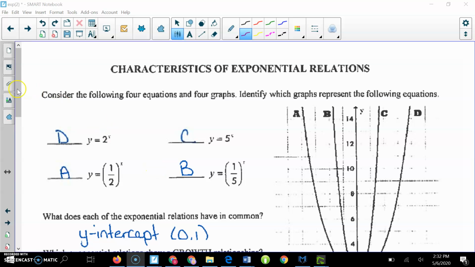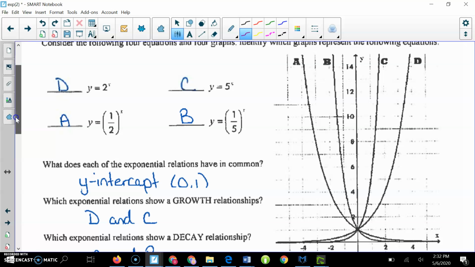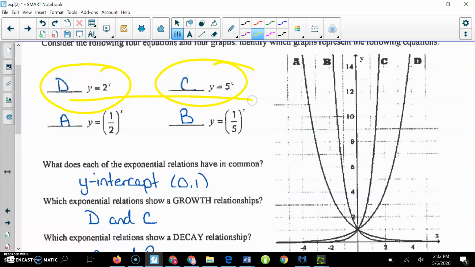All right, guys, a little more about exponential functions, a continuation of the last day. So that's a nice view here. 2 to the x, 5 to the x. Which one's which? Okay, the answer's there, so you know what the answers are. But why are these two?